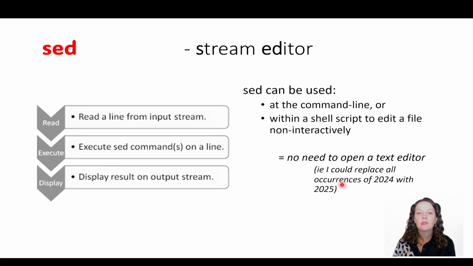So when it sees, let's say 2024, it will move to the next line, unless you specify otherwise. So it'll just replace the first instance per line. Then it'll display the results on an output stream. What's the output stream? That's up to you. Is it the standard output, your screen, or is it to another file called 2025 staff listing? You decide.